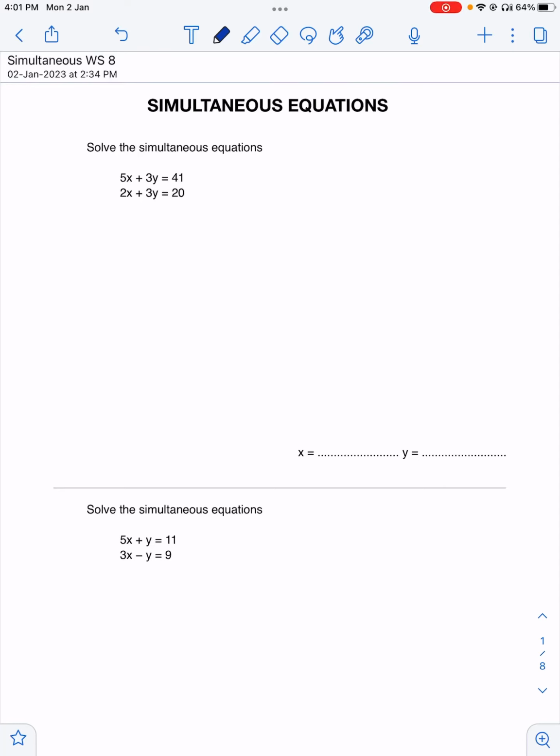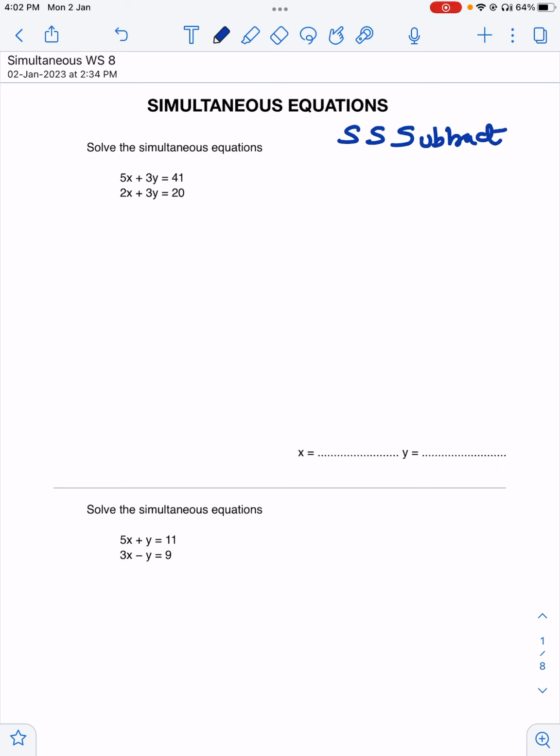Hello students, today we are going to learn something about simultaneous equations and its various types. Let's quickly start with the first sum of simultaneous equations. If you look carefully at this sum, the values of y are the same and both the values have the same sign. So the first rule we have to remember is S, S, S: same sign, subtract.